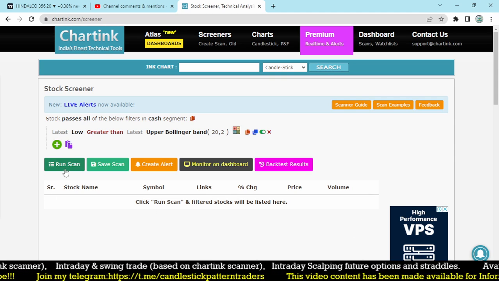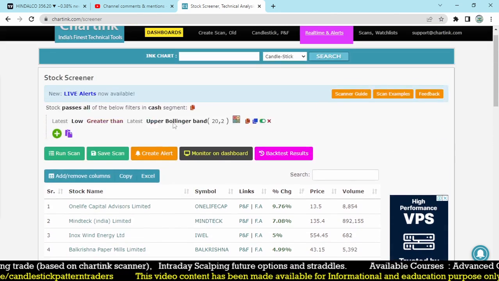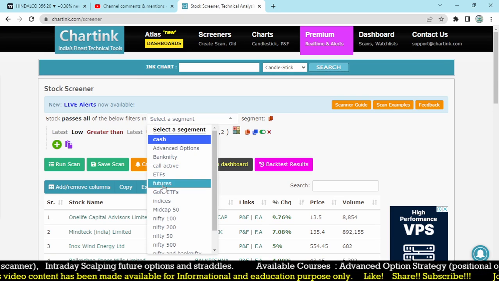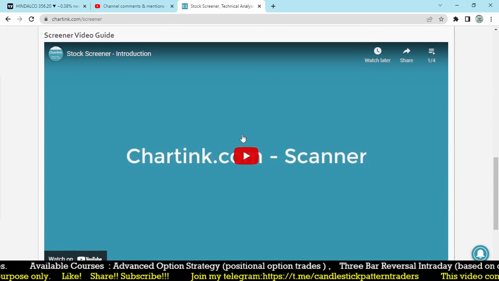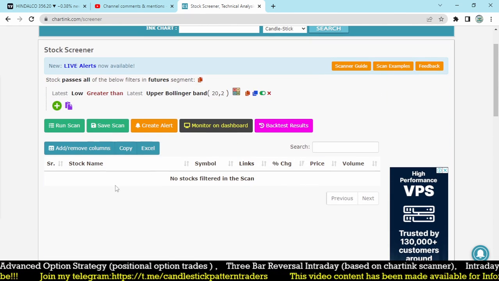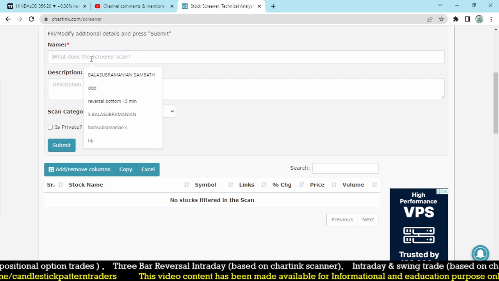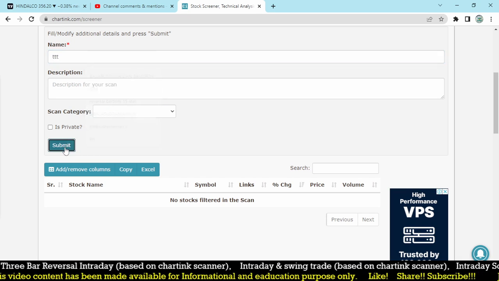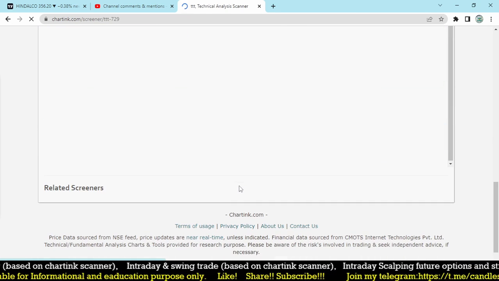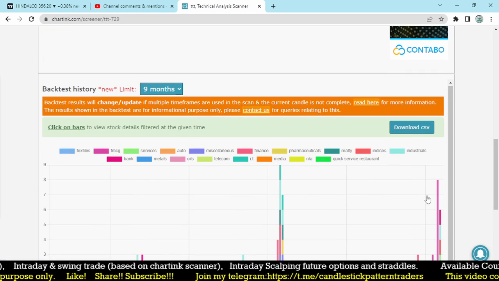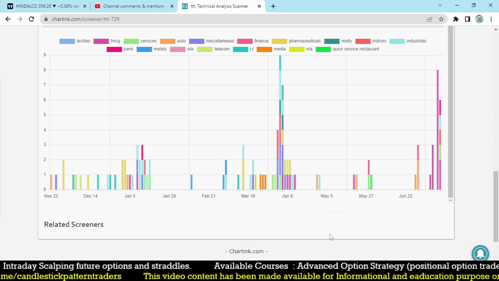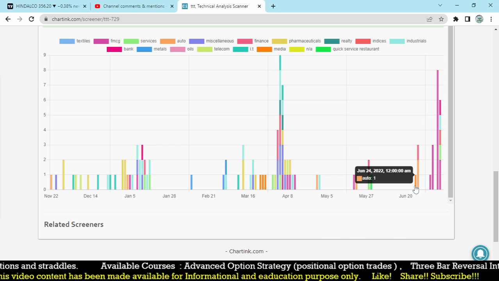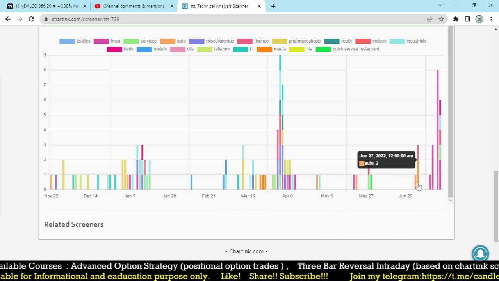If I run the scan, you can see a lot of stocks. Now I'm going to change to futures. If I change to futures, I didn't get any stock forming such a pattern today. So let me save that and we will test it out with backtesting. Can you see how many stocks? These are the stocks trading over and above the upper Bollinger Band. We will take this as the 24th and this was the 27th.